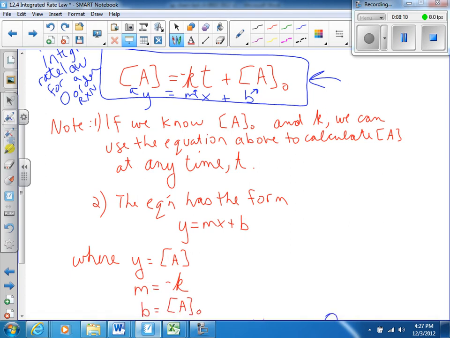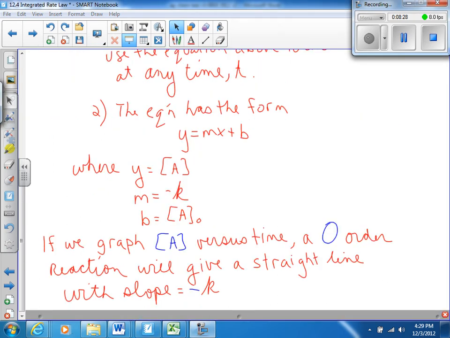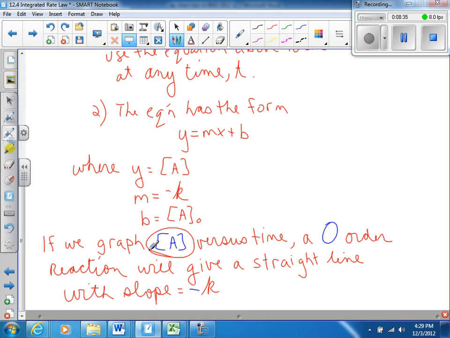Okay. First note that we have here, just like the other ones, if we know the initial concentration and the specific rate constant, we can solve for the concentration at any time, or we can solve for the time given any concentration. All right, and now graphical methods. If we graph the concentration of A versus time, and we get a straight line, we know the reaction is 0 order. And the slope will be negative k, not positive k.